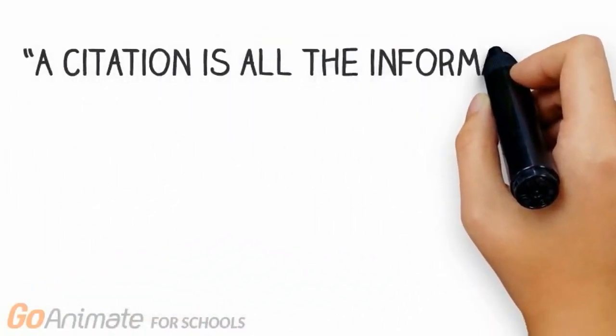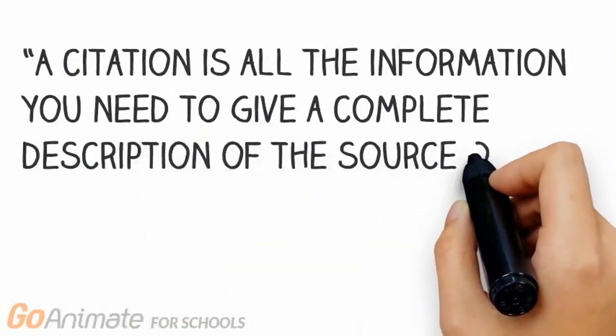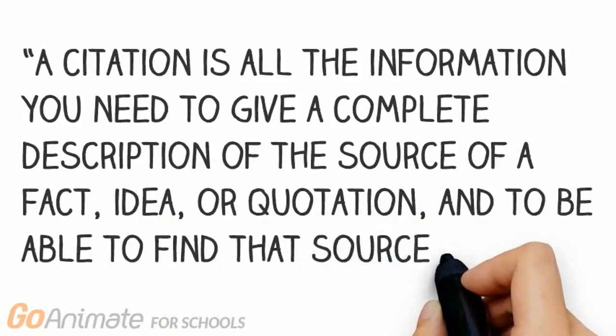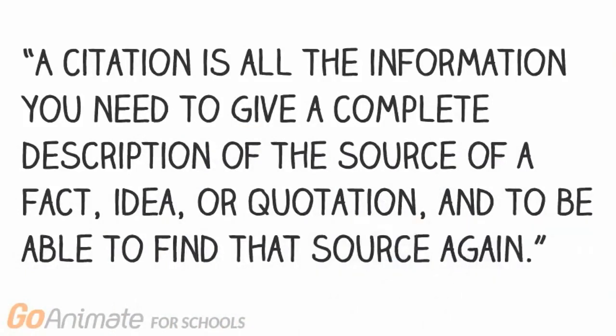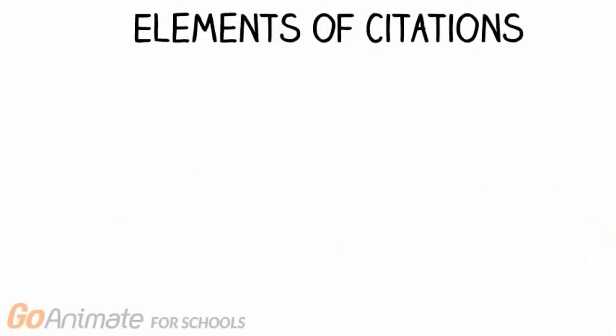The definition that I use is this: a citation is all the information you need to give a complete description of the source of a fact, idea, or quotation, and to be able to find that source again. Maybe your definition is even clearer than mine, but the main idea I want students to understand is that a citation is, first and foremost, a description. So let's look at the key elements of a citation.